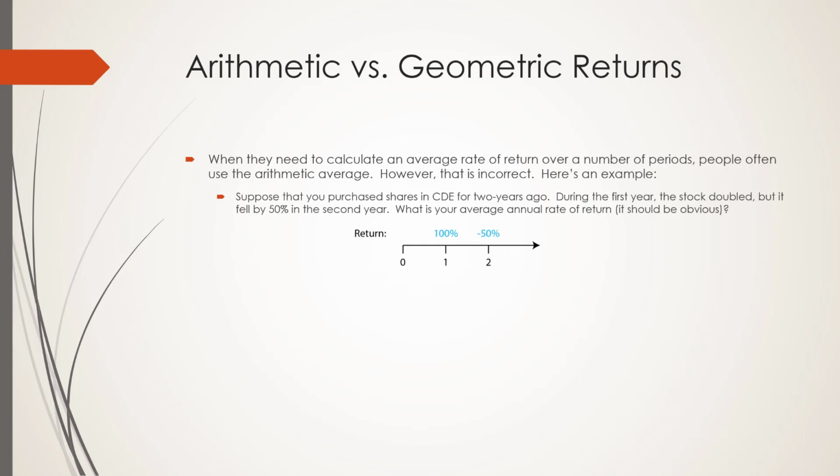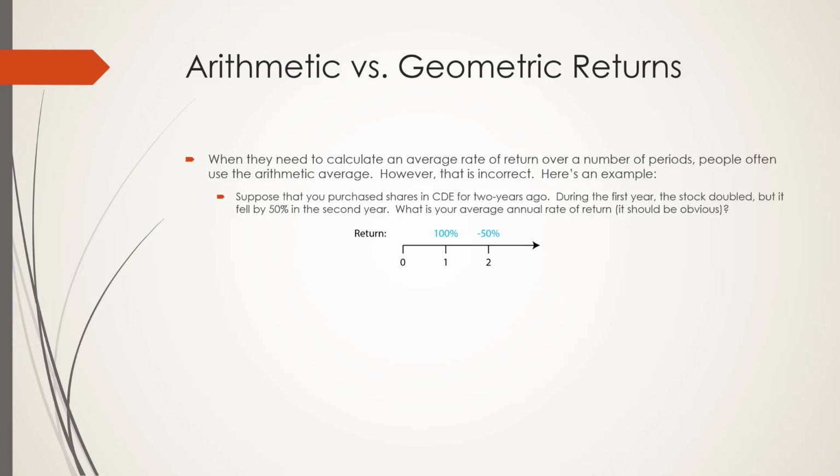So let's look at a simple example here. Suppose that you purchased shares in CDE 2 years ago. During the first year, the stock doubled, but then it fell by 50% in the second year. What is your average annual rate of return? So think about this for just a second. Let's say you buy a stock for $25 per share, and then it doubles. So now it's worth $50. If it loses half, it's back to $25. So your average annual return should be 0.